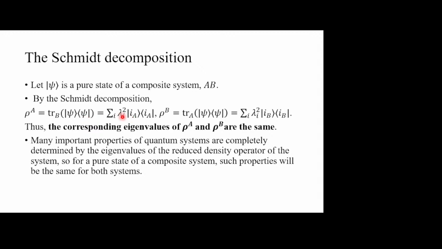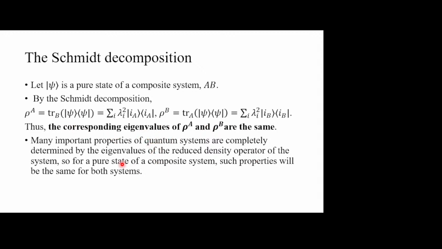So you just have lambda_i squared |i_A><i_A|. And similarly, when you trace over the A part, you also get i equal to j, so you have lambda_i squared |i_B><i_B|. If you pick i_A and i_B as computational basis, or part of a computational basis, then you see that rho_A equals rho_B. That's if you pick the same basis. If you don't pick the same basis, you still see the eigenvalues are the same. So rho_A and rho_B always have the same eigenvalues.